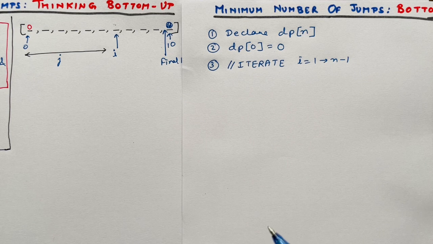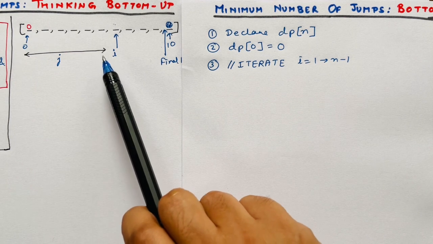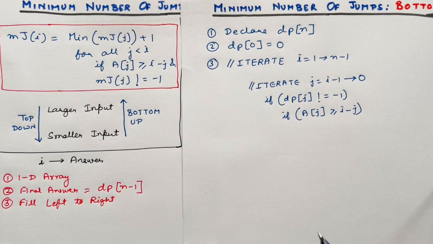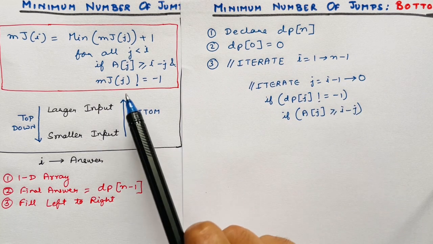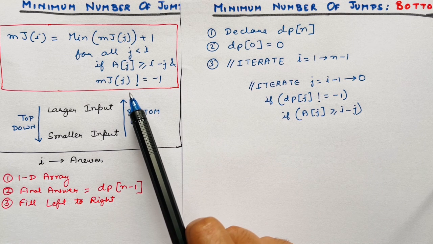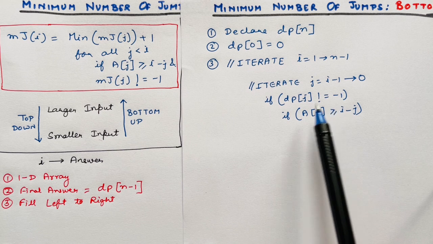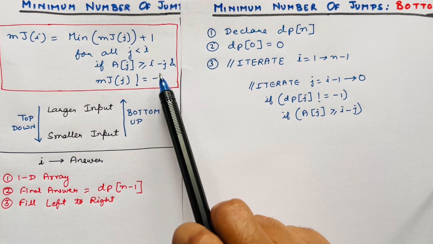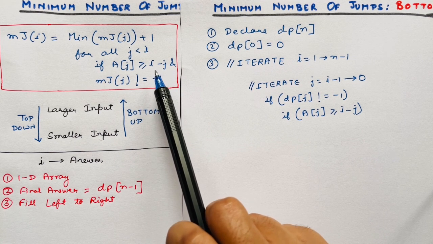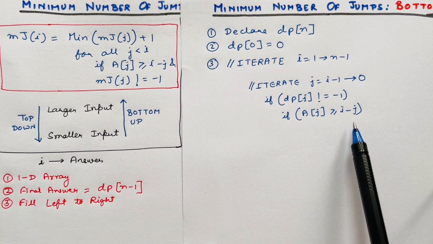To fill the value at that index I, we may need to iterate through all the j's which are prior to the index I. So we iterate for all j's from I minus 1 to 0. Now, as per this recursive condition, only those j's are worth considering which are at least reachable. So we first check if dp[j] is not equal to minus 1. Then we also need to check that the value at j should be greater than or equal to I minus j. Only then is a direct jump from j to I possible. So we have another condition: if a[j] is greater than or equal to I minus j.